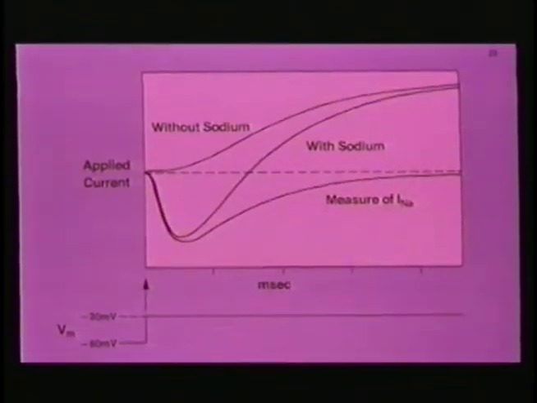The difference in current with sodium and without sodium is a measure of the current that the voltage clamp must supply in order to offset the transient sodium current that results from entry of sodium into the cell.